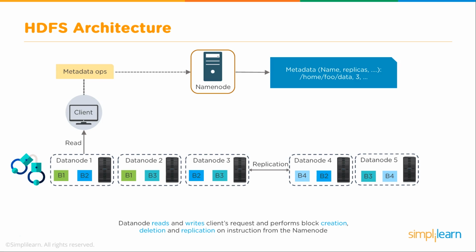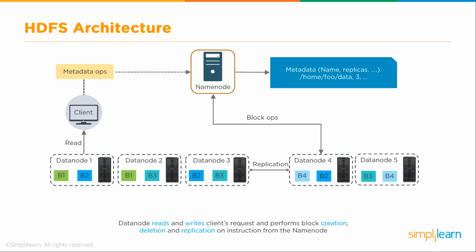And the data node reads and writes client's request and performs block creation, deletion, and replication on instruction from the name node. And remember, your client is, if you're the programmer who's pushing data in or pulling data off of here, the computer you're putting those commands on is the client. That's usually referred to as the client. You're sending instructions, and those instructions go to the metadata ops and into the name node. And then it sends all that information out and it comes back to the client machine.